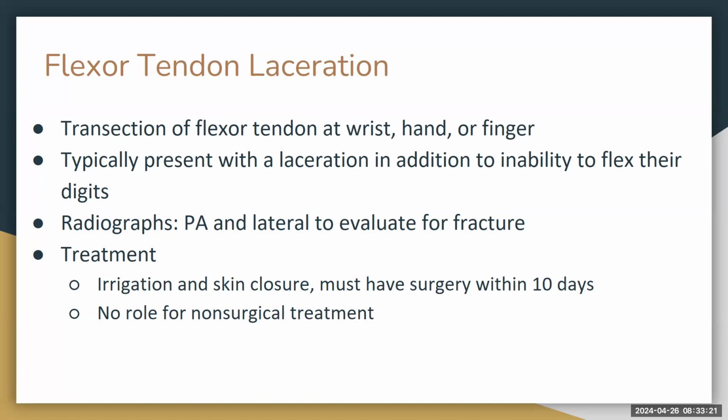Flexor tendon laceration. So these are transections of the flexor tendons. These can happen anywhere at the wrist, hand, or finger. They typically present with a laceration in addition to the inability to flex their digits. Again, x-rays, but then treatment, you want to irrigate and skin closure, and these need to have surgery within 10 days. No real role for non-surgical treatment for these, or they'll just lose their ability to flex.